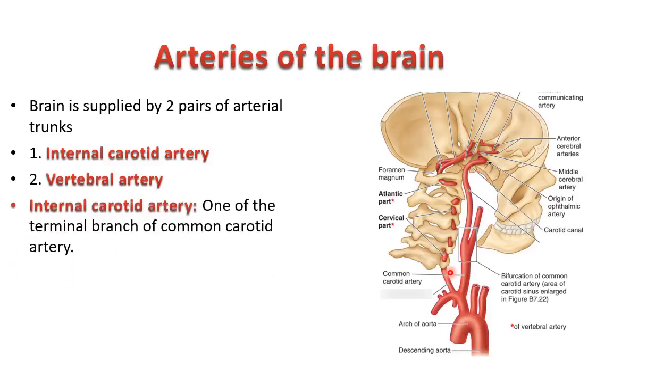So it is actually one of the terminal branches of the common carotid artery. The common carotid is from the arch of aorta: the left common carotid is from the arch of aorta, and the right one is from the brachiocephalic trunk. At the level of the fourth cervical vertebra, the common carotid artery bifurcates into two terminal branches. One is the internal carotid and the other one is the external carotid.